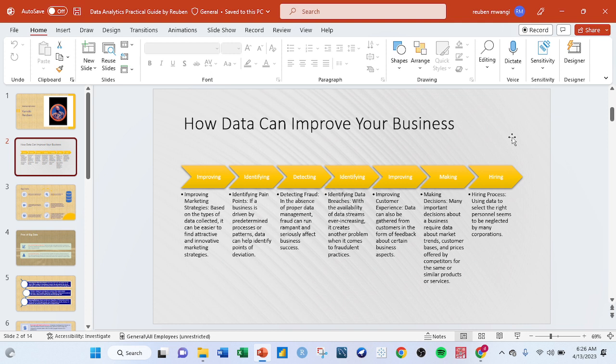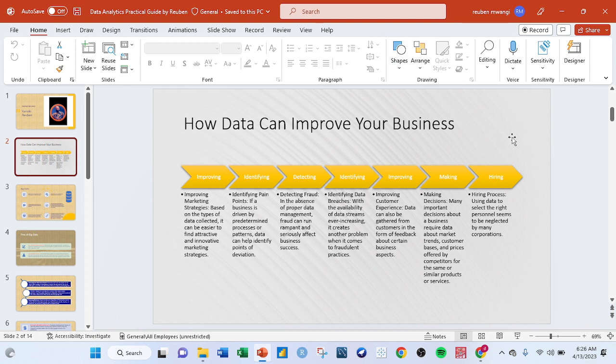We also have things like data can assist you to identify the pain points. These are the weaknesses in your organization or business. You are able to identify where you are making losses, where you are making profits, and also you have ways on how to mitigate these problems. Number three, we are talking of detecting frauds.